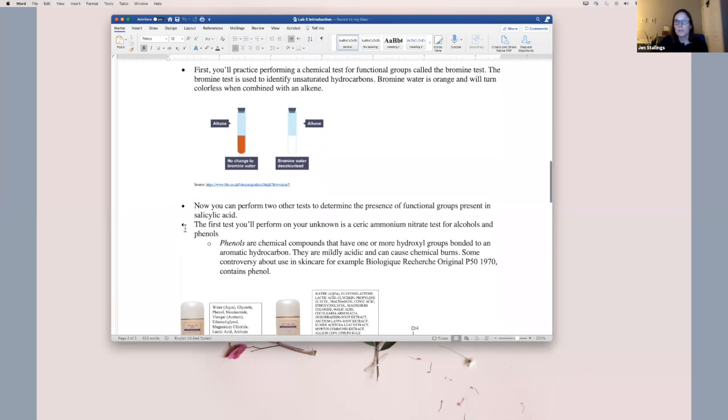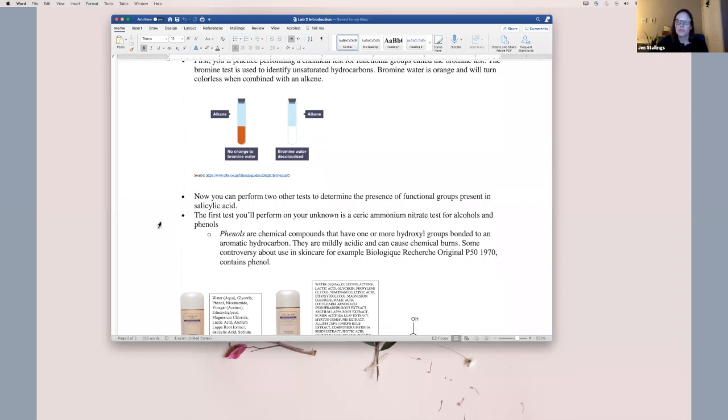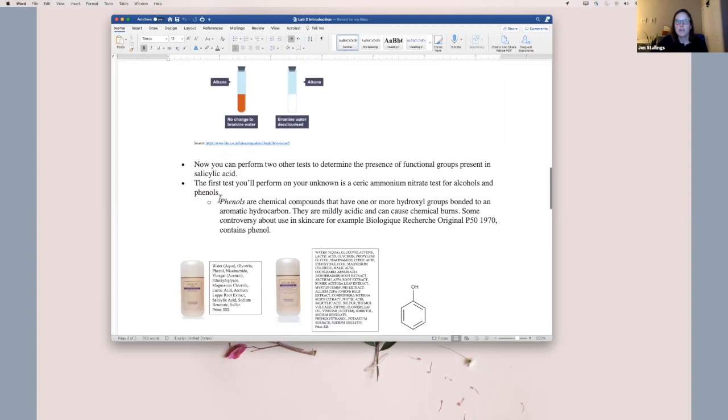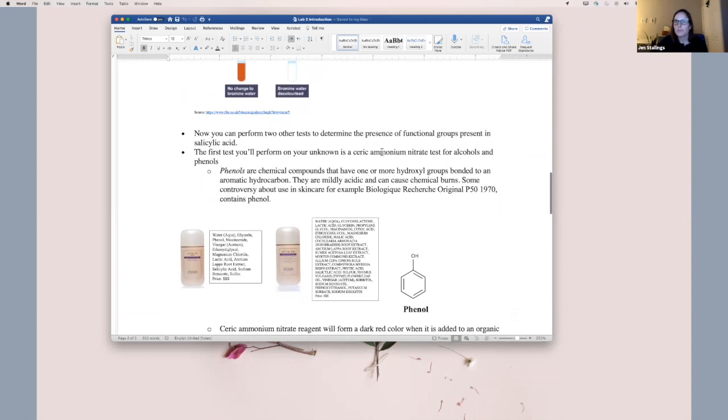And then once you do the bromine test, you're going to do the 2 tests on your unknown to test if it's salicylic acid. So the first test you're going to do is called a ceric ammonium nitrate test, and that's testing for alcohols and phenols.